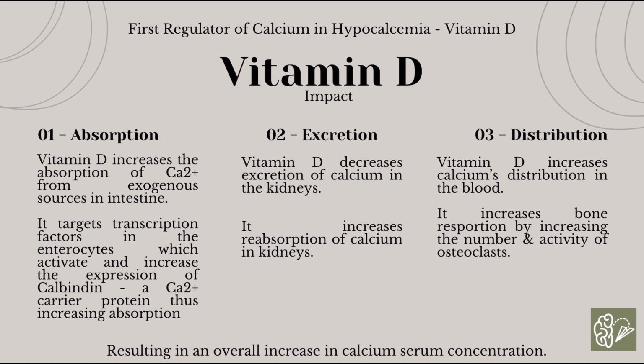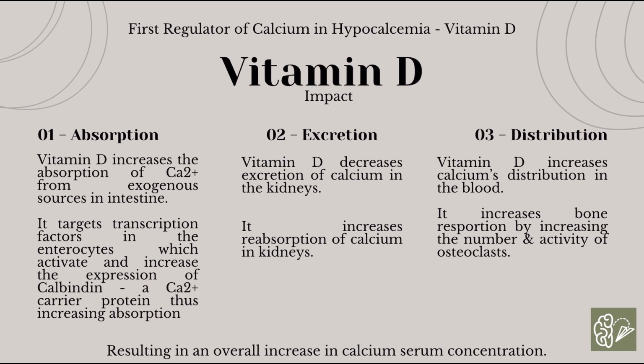When we're looking first of all at absorption, the main way that vitamin D works is it will increase the absorption of calcium in the intestine from exogenous sources. There are certain transcription factors that are present. Vitamin D will go to the enterocytes, and it will increase those transcription factors to ultimately increase the amount of a certain protein. It's a carrier protein for calcium, and it's called calbindin.